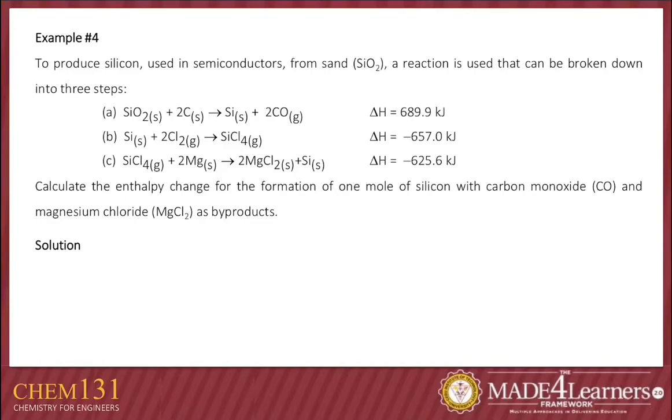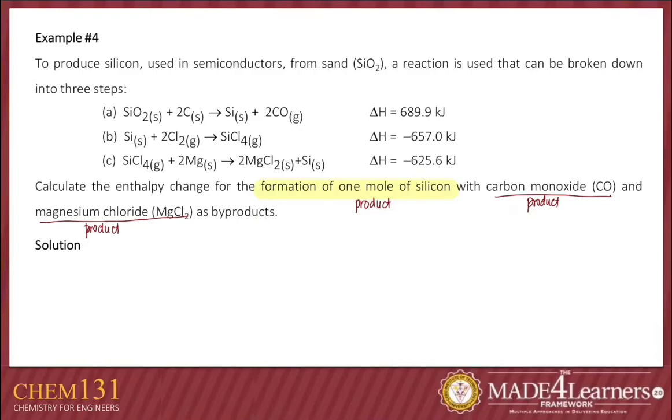What is being formed? The formation of 1 mole of silicon, so that is the product. With carbon monoxide and magnesium chloride as byproducts. So, meaning, CO and MgCl2 are also products. So, these should be on the right side of the equation.